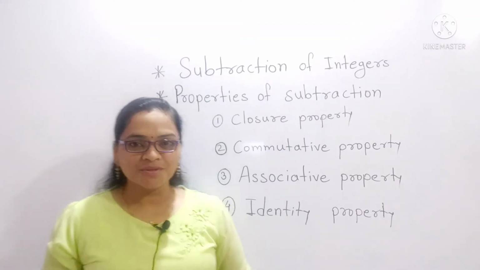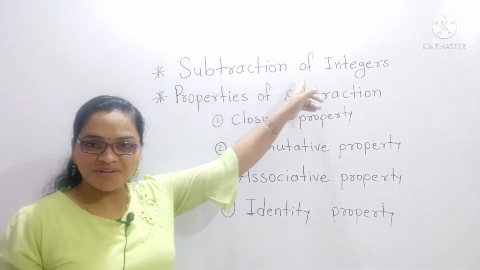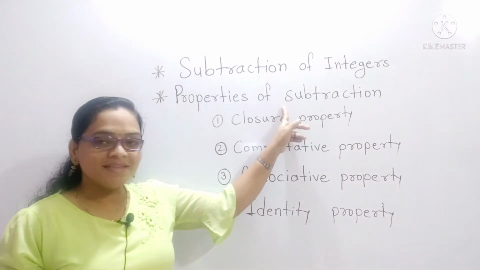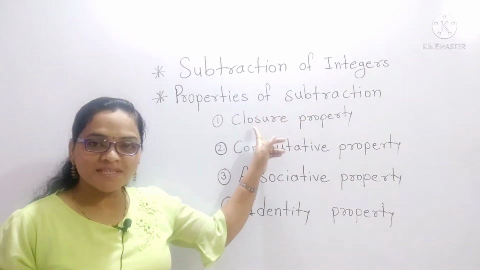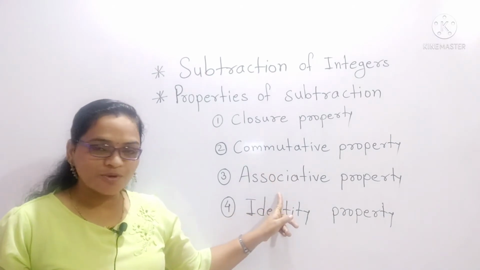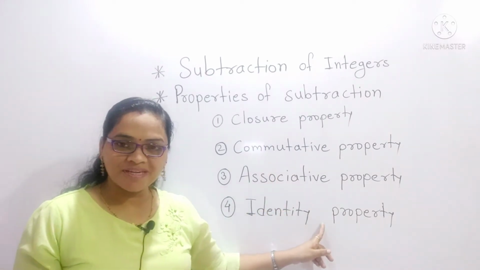Today we are going to discuss subtraction of integers and properties of subtraction. In these properties we are going to discuss closure property, commutative property, associative property and identity property.